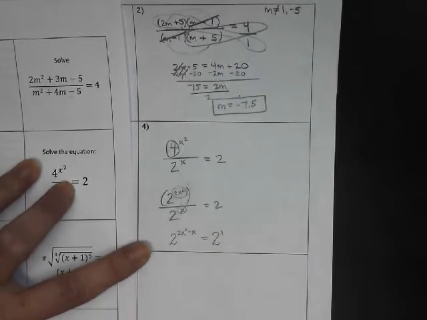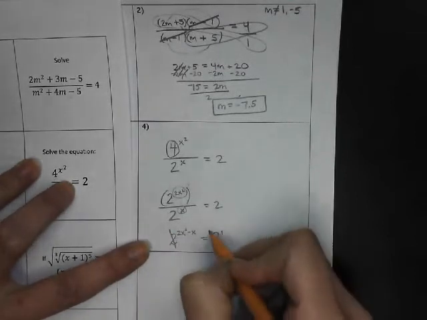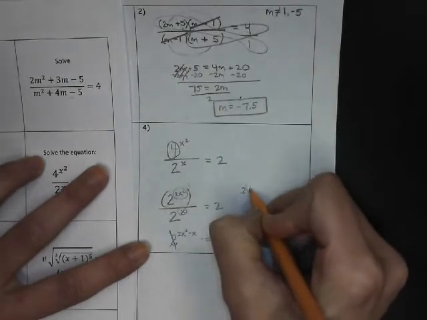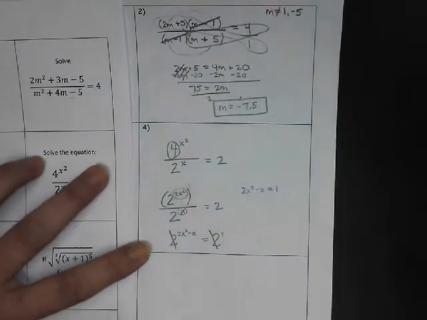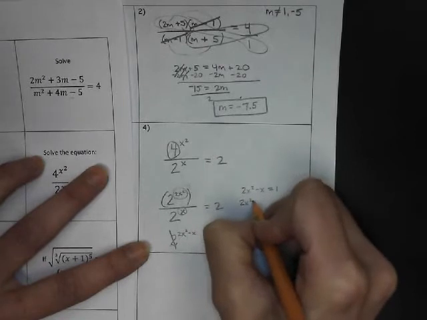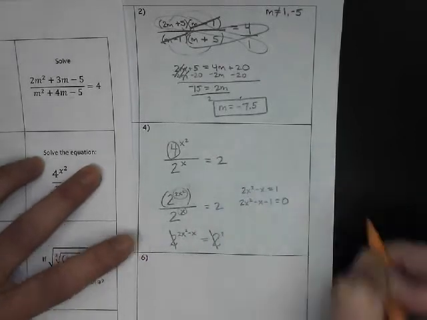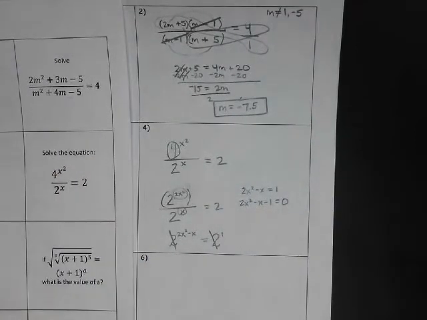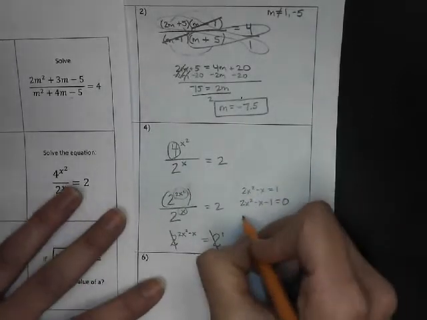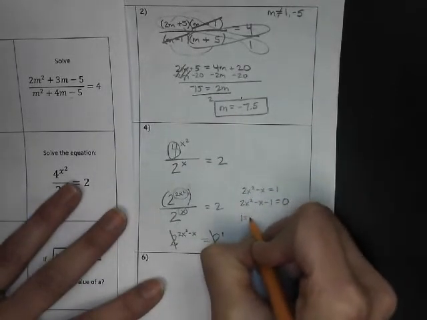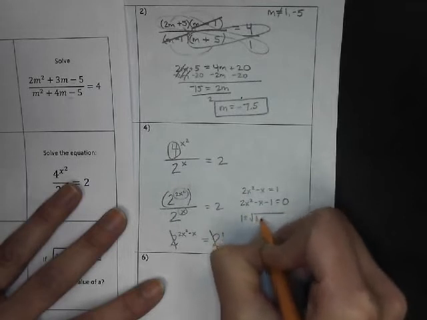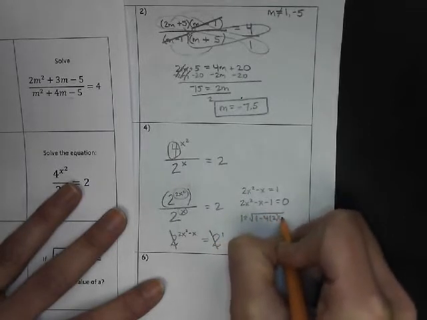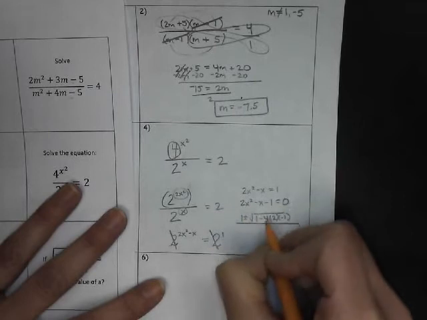This side's technically 2 to the 1. So if you have common base on both sides, you drop the base, and we get 2x squared minus x equals 1. It's a quadratic. Subtract that 1 over and solve the quadratic. And let's just pretend we're sick of factoring for now, so we'll just do the quadratic formula. The opposite of b plus or minus the square root of b squared is just 1 minus 4 times a times c all over double a.